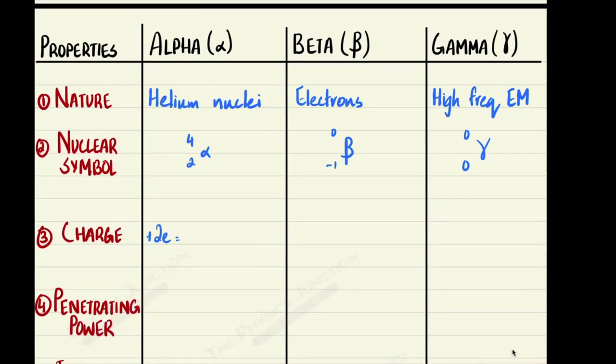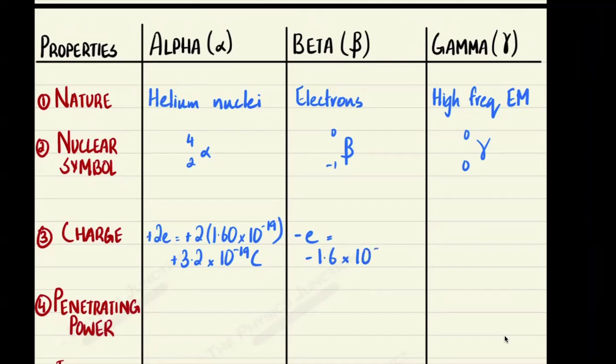And now if I have to do this, again, this is something that would be given to me in an exam. The charge of an electron is 1.60 times 10 to the negative 19, which makes this positive 3.2 times 10 to the negative 19 coulombs. Similarly, electrons have a charge of negative e, so negative the charge of an electron, which is 1.6 times 10 to the negative 19 coulombs. And for gamma, it has no charge.